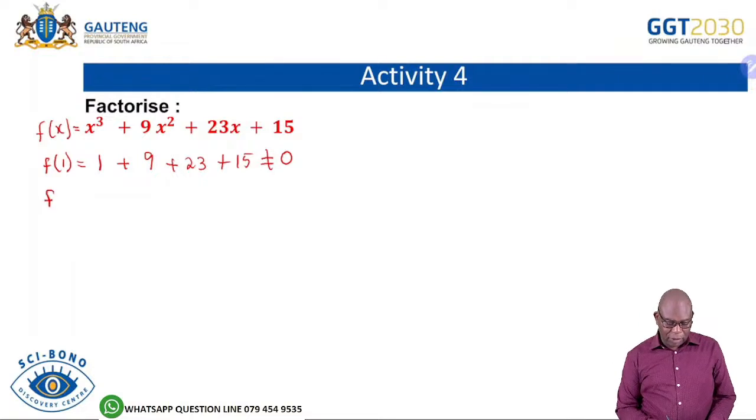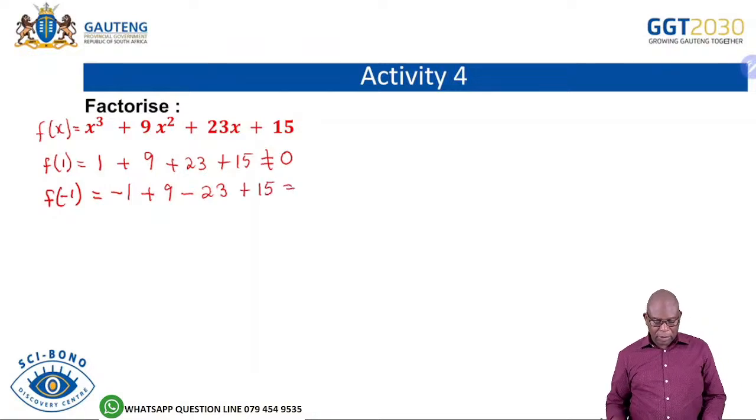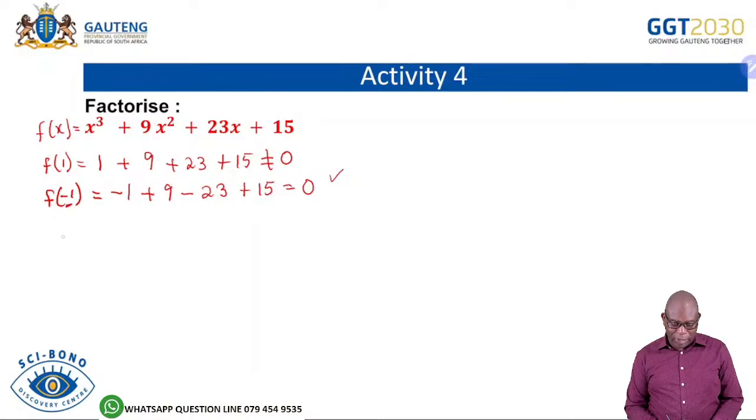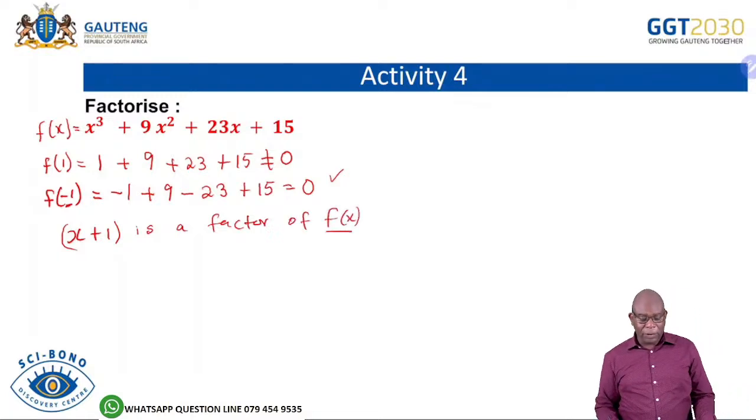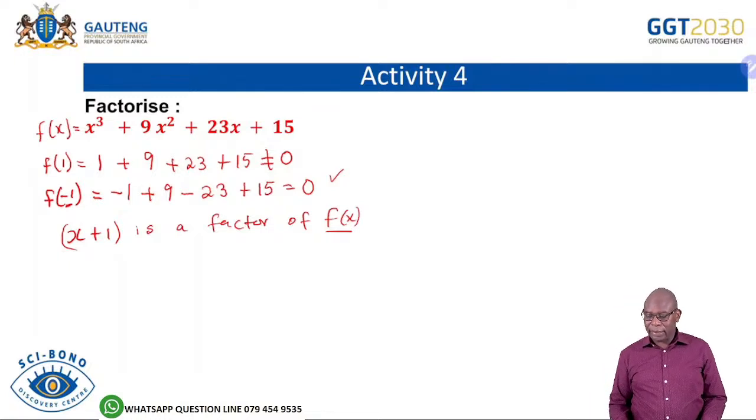Then let me try f of negative 1. I'll have a negative 1, a plus 9, a negative 23, a positive 15. Using my calculator, 9 plus 15 is 24, minus 23, minus 1 is negative 24... I'll get a 0. Yay, I'm lucky. Now if it's minus 1, I know that my factor will be x plus 1. So this is a factor of f of x. So if it's a factor, how am I going to get the other values?